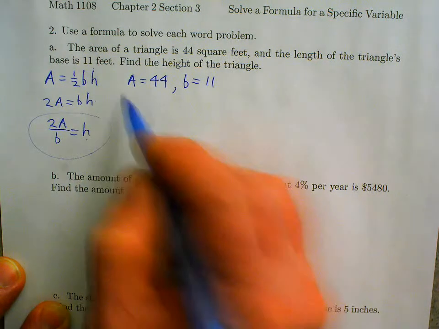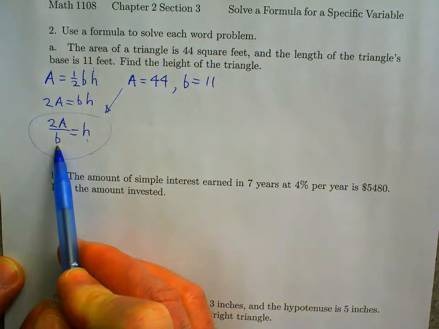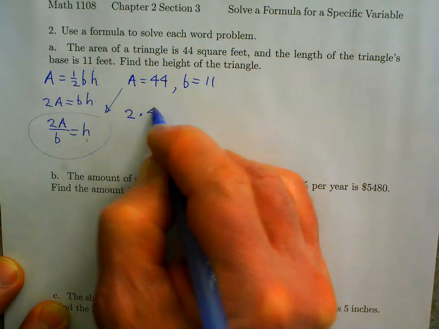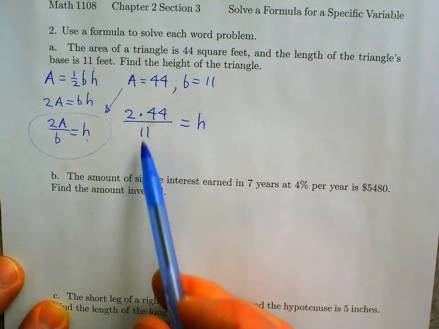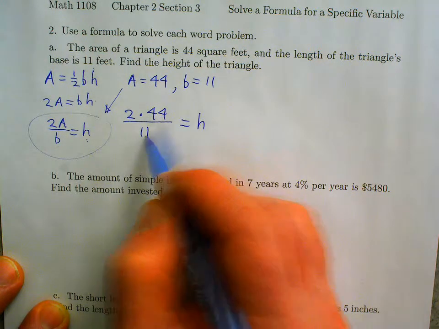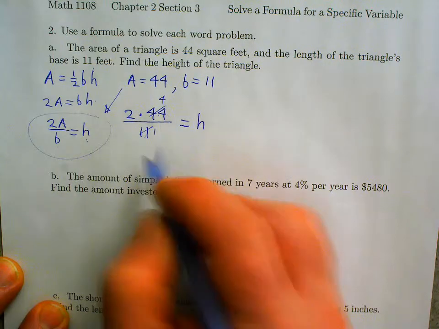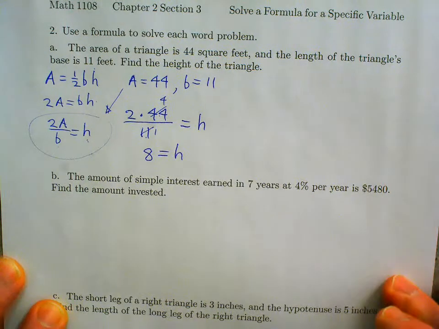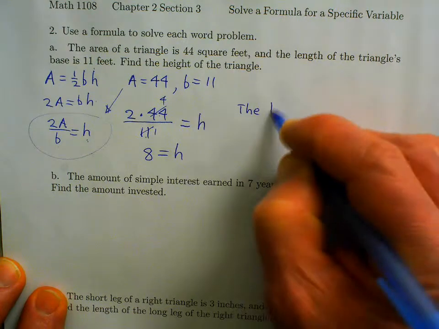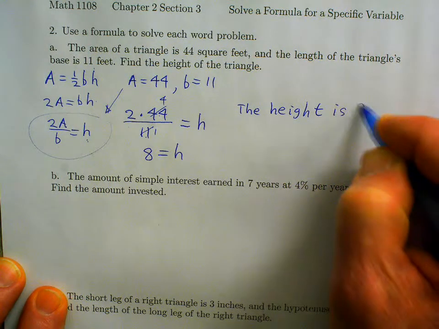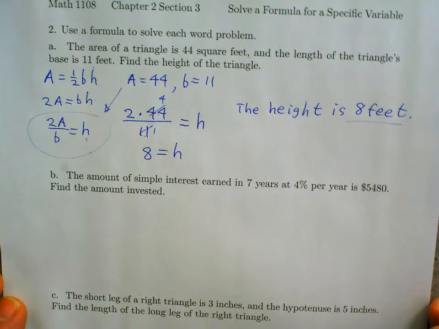But since the bottom equation is already solved for h, just replace A with 44 and b with 11. So we get 2 times 44 divided by 11. That's equal to the height. And then simplify this expression. 11 goes into 11 once and into 44 4 times. And so we get 2 times 4, which is 8, equals h. And we should indicate the units just for practice. The height is 8 feet. Okay, so that's all there is to that.